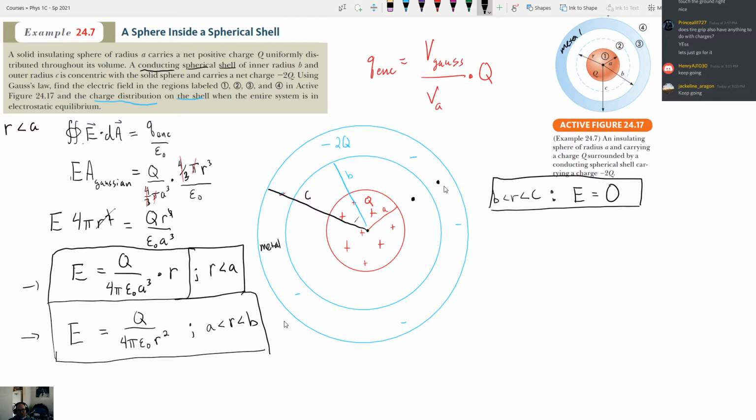Okay, so we've gotten all of our regions. We just have one more to go. We need the region that's called 4 up here. Okay, I could label these. This was region 1. This was region 2. This is region 3. And for region 4, we're now out here, right? This is for R greater than C.